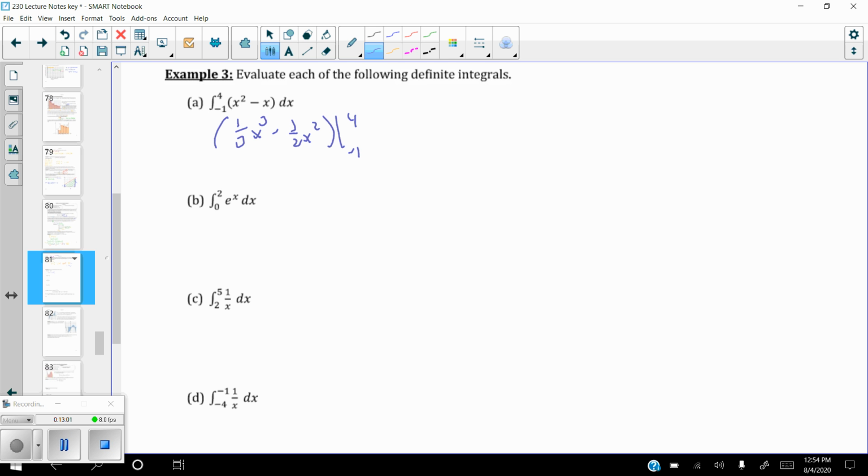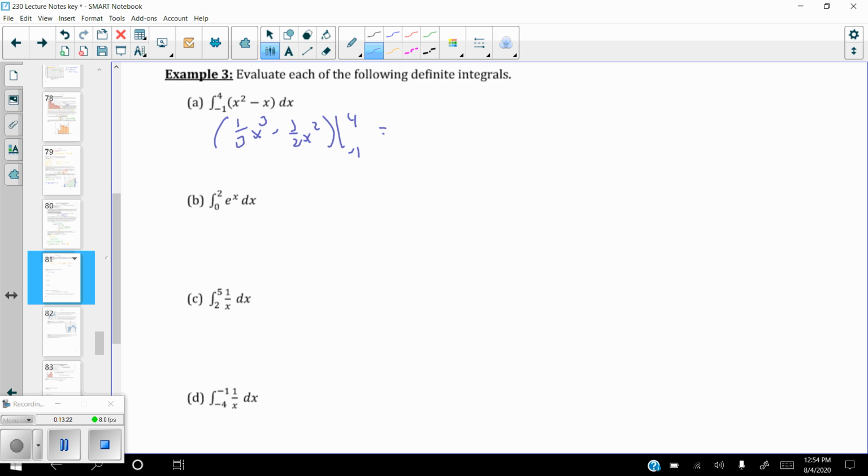Notice when I say this, I say from -1 to 4 because technically that's left to right on the graph, and when I write it, it's bottom to top because the left is the bottom, the top is the right. If you think about that, I'm just going from the bottom or from the least to the greatest. All right, so let's go ahead and plug these things in.